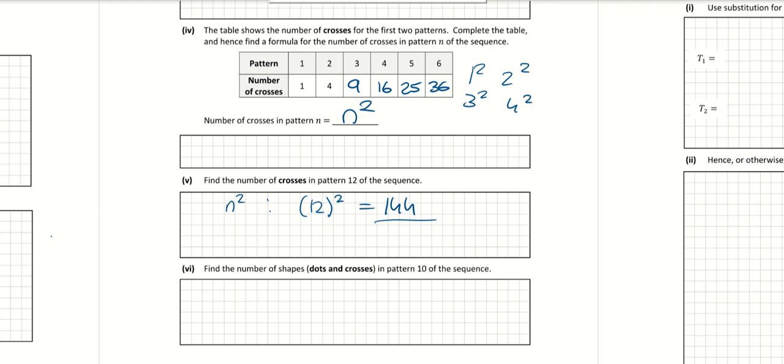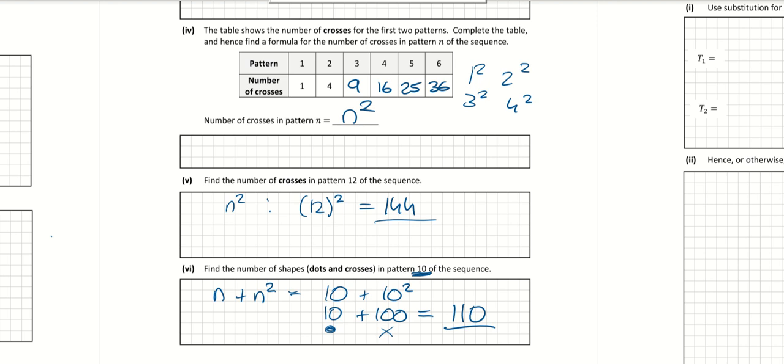Okay, so the dots is n and the crosses is n squared. It's pattern 10, so we're going to have 10 for the dots plus 10 squared for the crosses. So 10 plus 100 is 110 in total. So the number of shapes: there's 10 dots and 100 crosses. Those are the crosses, those are the dots. All right, that's a nice easy one there.